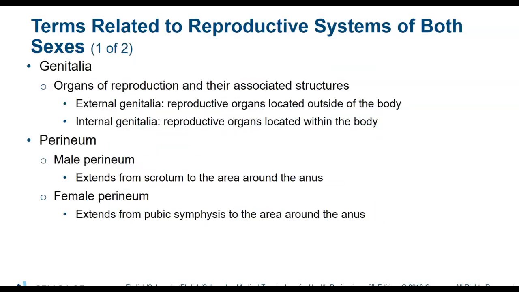So when we look at genitalia, these are the organs of reproduction and their associated structures. And you'll see what we mean as we look in each body system. External genitalia are going to be the things located on the outside of the body. Internal genitalia are the reproductive organs that are located inside the body.